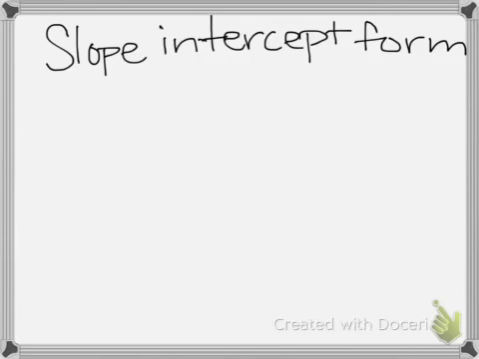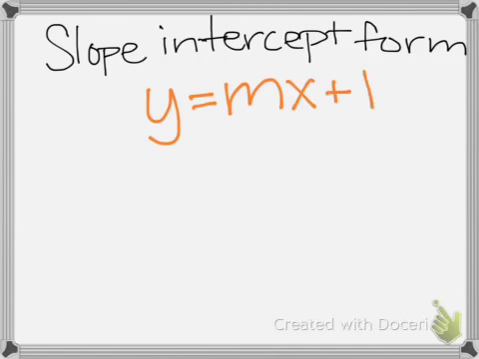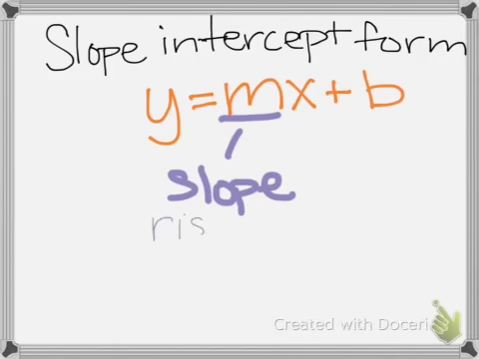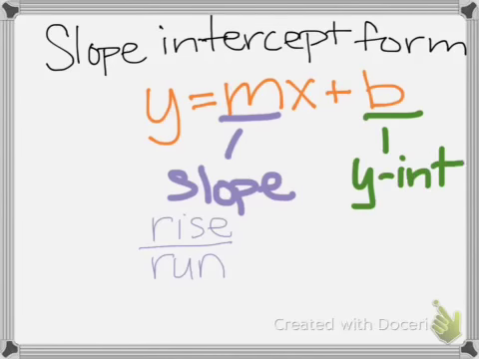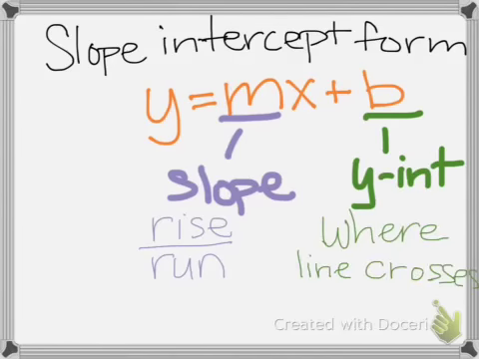Okay, so first we're going to talk about slope-intercept form. Slope-intercept form is y equals mx plus b. This is just a review. And we know that m is the slope, and the slope is the rise over the run. B is the y-intercept, and that means it's the place where the line crosses the y-axis.